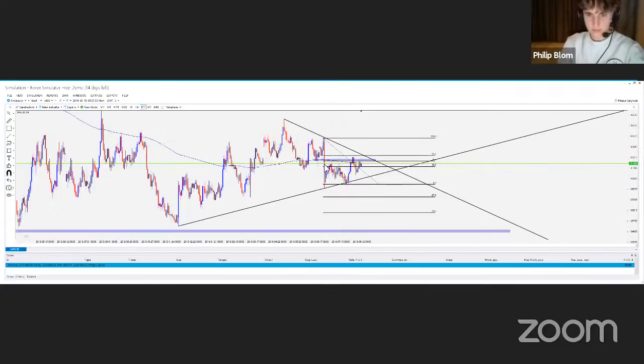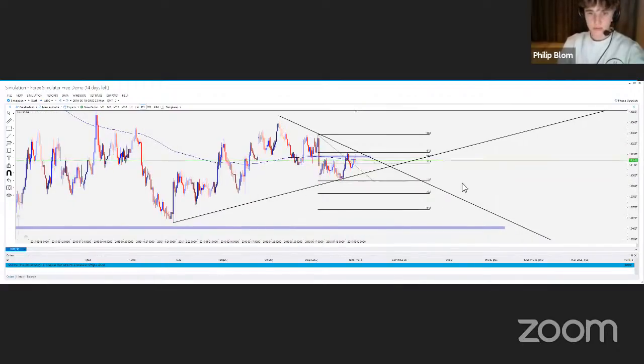My reasoning for my entry right here, we obviously have this descending trend line. So what may happen here, I can go in a bit of drawdown to actually fully retest the trend line. But overall, this is where the 200 EMA, we respected it and broke it down, and then retested it again with this daily candle.